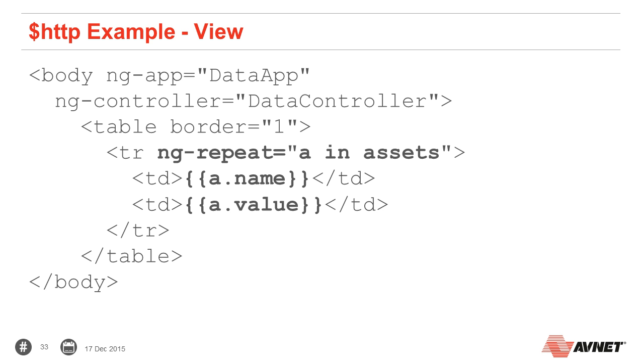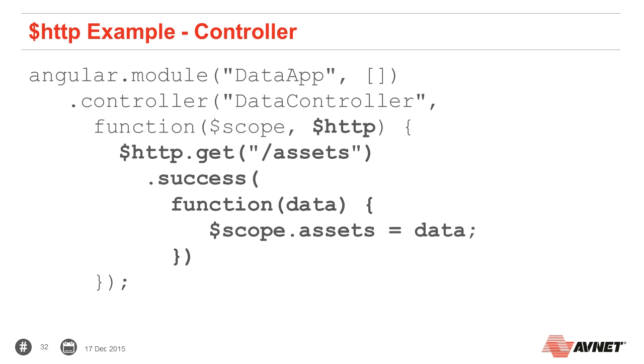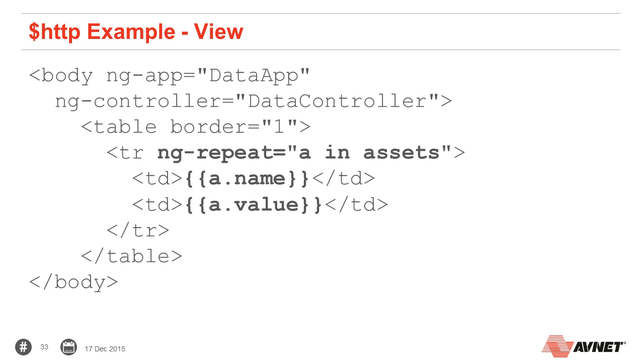Last but not least, we have our view here, again, our template. Notice that, again, we're referencing our module data app, our controller data controller. We have a table here. We have a table row. And notice that we've nested inside of here yet another directive. Again, it starts with ng, in this case, ng-repeat. What we're going to do is iterate through each of the assets. Again, assets is the variable that we're assigning our payload to, which is a JavaScript array. We want to iterate through each of the objects in that array.